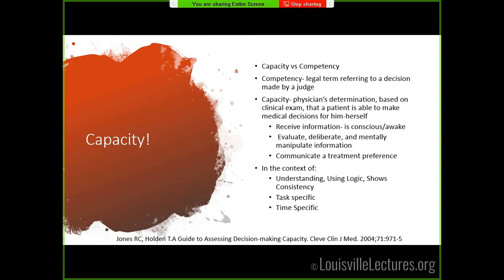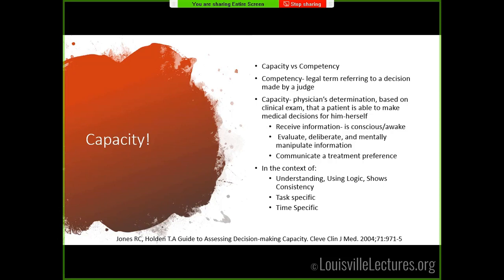So the principles of assessing that are that a patient must be able to receive information. Obviously, if we're not conscious, that's not a possibility, but they can receive information, they can evaluate, deliberate, and mentally manipulate information, and they can communicate a treatment preference. Those are the three big determinants that we have to be assessing. And it needs to be in the context of the fact that we can see that they can understand, that they can use logic, and that they show internal consistency. Whatever the decision might be, if their opinions and thoughts are changing rapidly in short periods of time, that's certainly a cause of concern about whether or not this person has capacity to make these kinds of healthcare decisions.